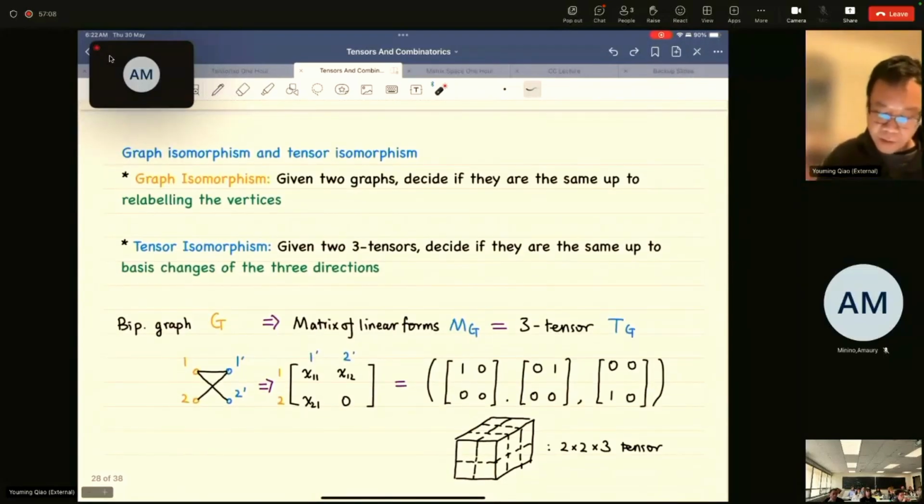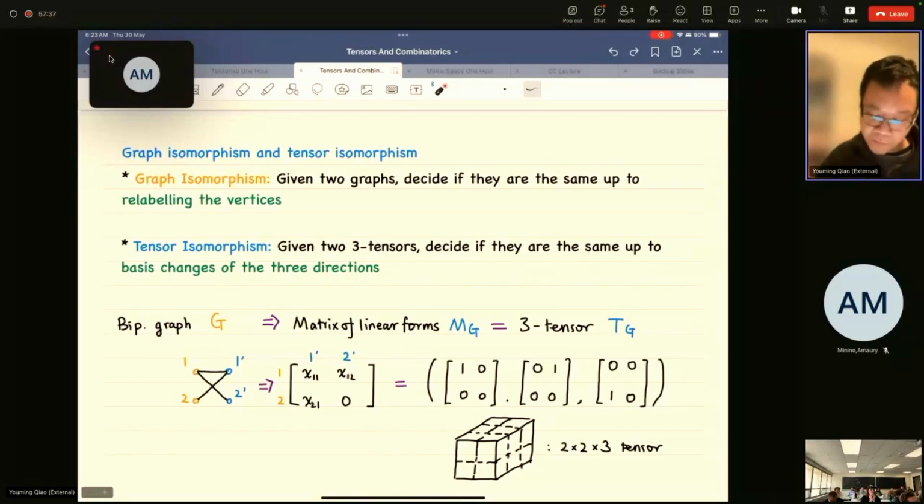Okay. So we also recorded it, right? We have the recipe going from graphs to matrix of linear forms. We have seen that. And the matrix of linear forms, of course, is just another way to record a 3-tensor. For example, we just use this very small example. We start with this bipartite graph. We construct this matrix of linear forms.